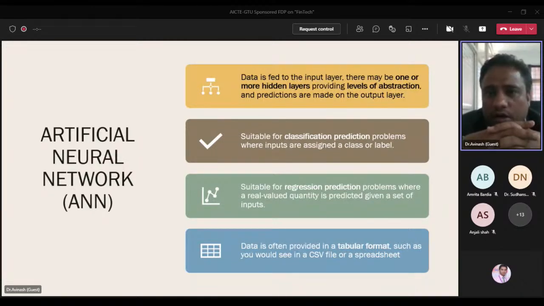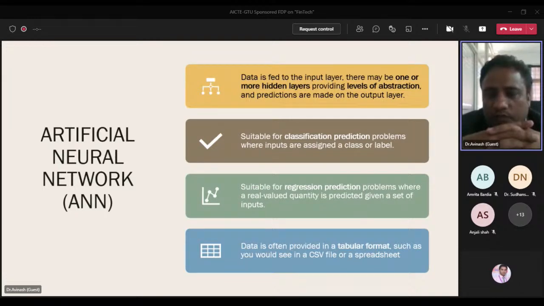Okay, so data in the form of an input layer is fed at the input layer, there may be one or more hidden layers providing the levels of abstraction, and the predictions are made by the output layer. So it is suitable for the classification prediction problem. Normally for the management people it becomes slightly different to understand, but yes, you can at least understand the basic technicalities of how the prediction is possible with the help of classification problems.